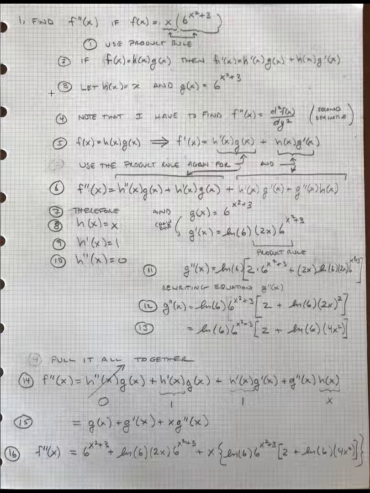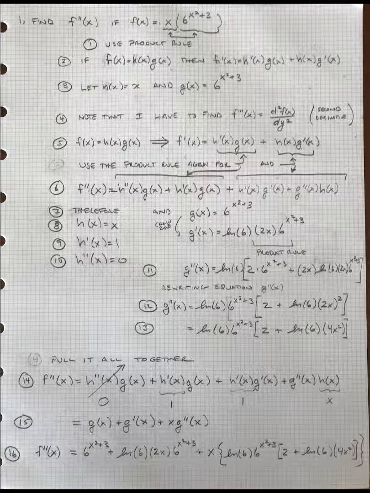And in line 4, we just note that we need to look at the second derivative. What that means is that we have to take what we developed in line 2 and take another derivative. That's kind of the tricky part of this problem. So in line 6, I write out f double prime of x is equal to h double prime of x times g of x. It's the same thing that we're doing before. It's just that one of my functions now is either h prime of x or g prime of x. But it's the same product rule.